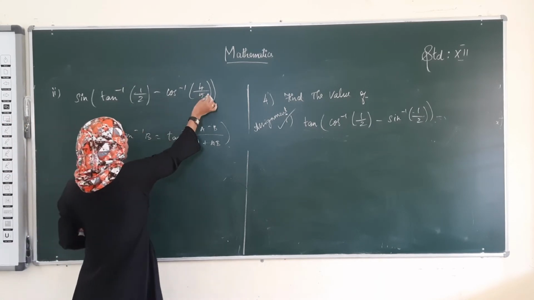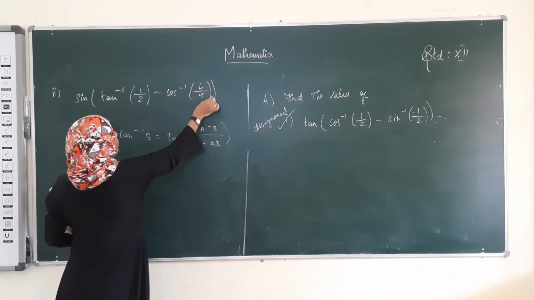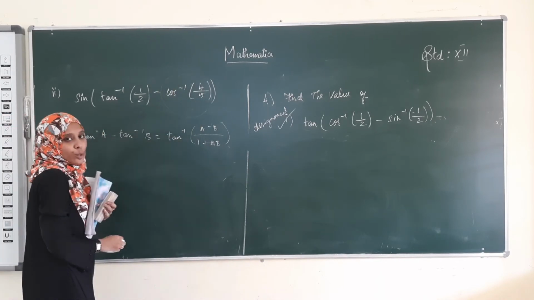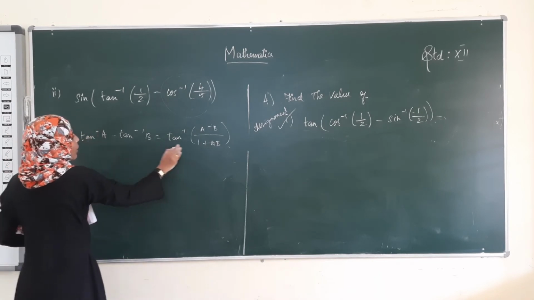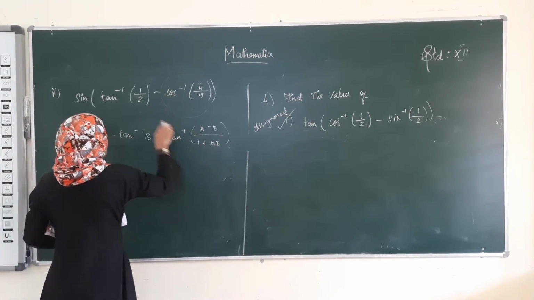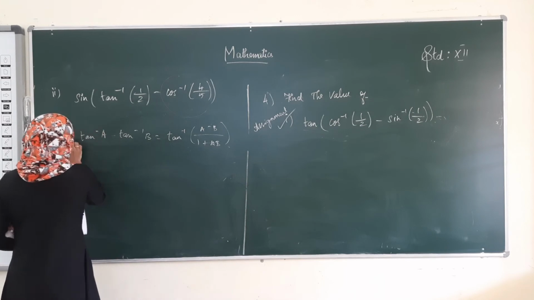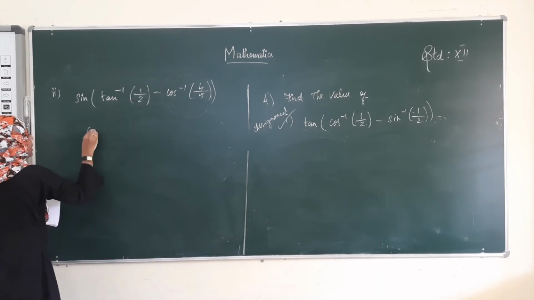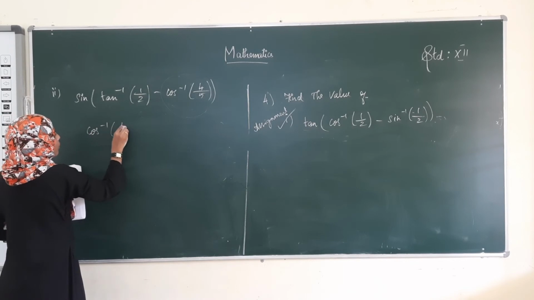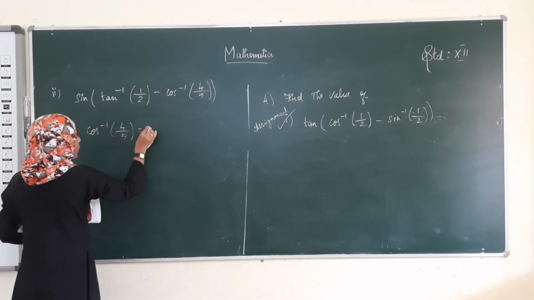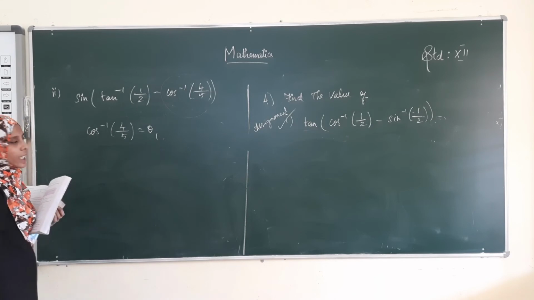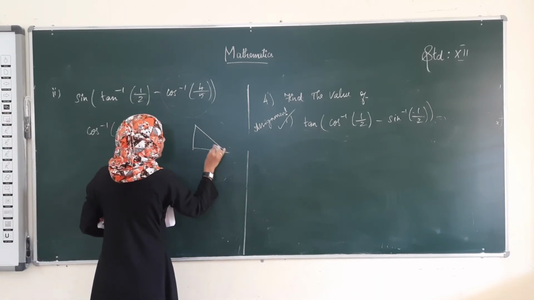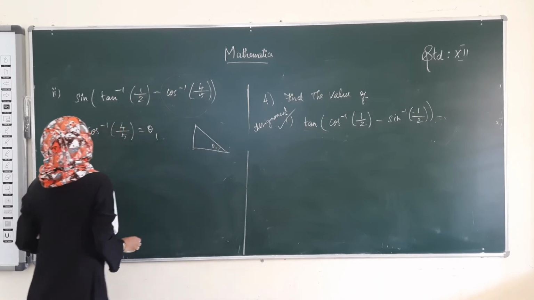Here we have tan inverse of 1 by 2 minus cos inverse of. Therefore, instead of cos inverse, we are going to change this to tan inverse. Then we can use this formula and get the one value. See here how we are going to change this. Let cos inverse of 4 by 5 be theta 1. Let us draw the right angle triangle. Let this be theta 1.